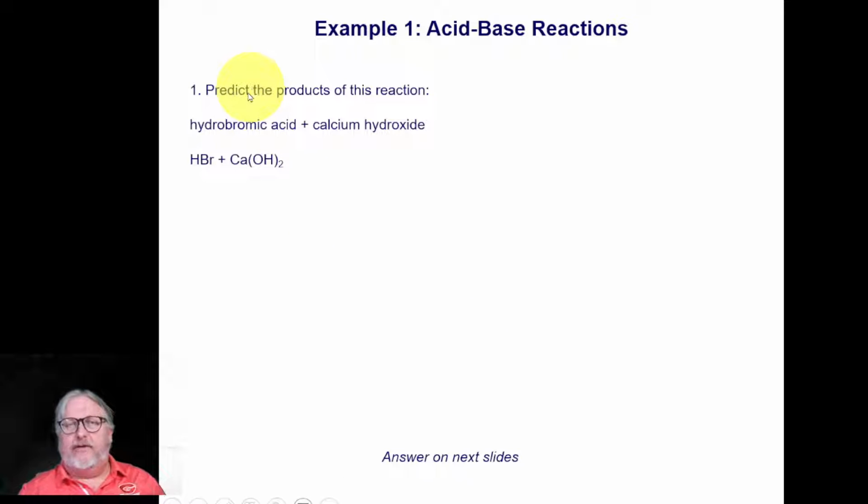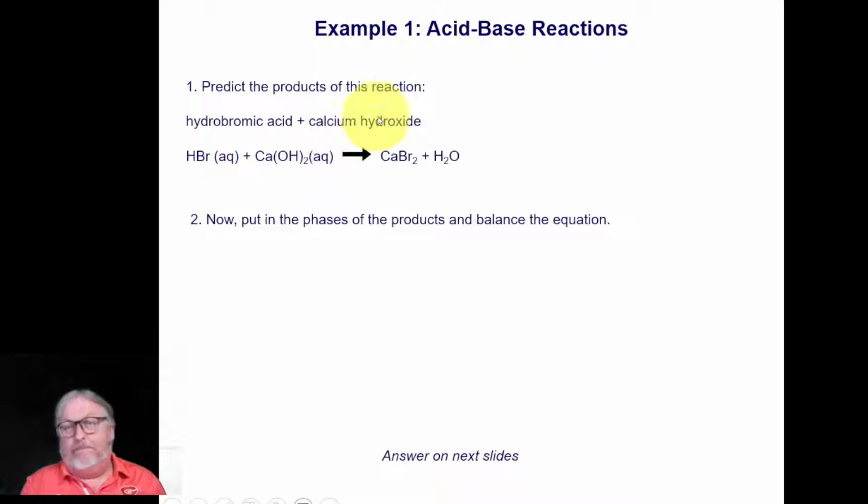Here you have hydrobromic acid and calcium hydroxide. First step, write them out with the right formulas: HBr plus Ca(OH)2, calcium hydroxide. And the products are going to be what? You're going to have water and calcium bromide. And write the right formulas for the products.